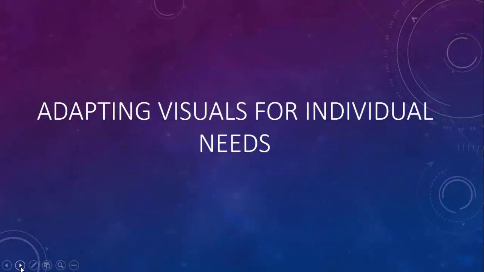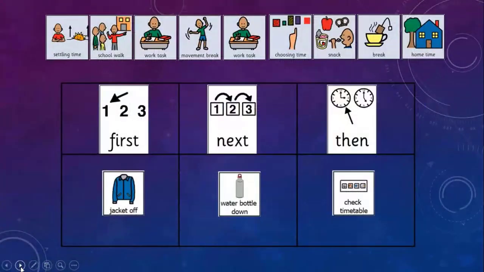And then we've got adapting visuals for individual needs. So you might have your class timetable at the top, and that's what everyone is accessing and using. You've also got an individual who says, that actually is too much information for me to handle right now, I need it broken down further for me. So we've got a first, next and then board where the settling in time, we put it down. What do you actually do in settling time? You take off your jacket, you put your water bottle down, and you check your timetable.